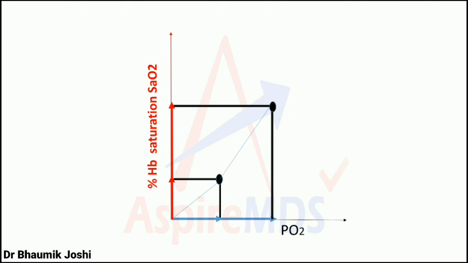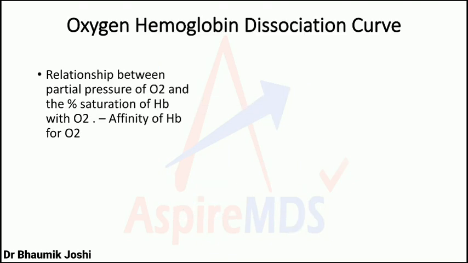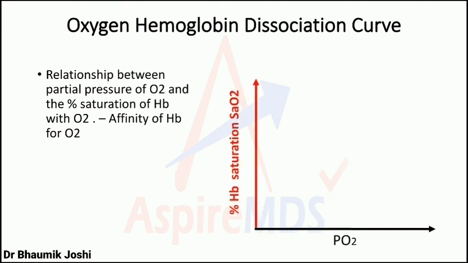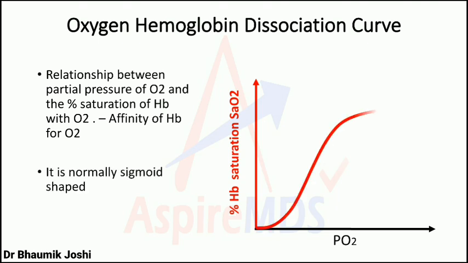As the partial pressure of oxygen keeps on increasing, the saturation of the hemoglobin can increase up to a point where the saturation is reached. Okay, so this is how a curve will appear if we plot it in this manner. This curve is known as the oxygen hemoglobin dissociation curve, which shows the relationship between, as we saw, the partial pressure of oxygen and the saturation percentage of the hemoglobin. And as I told you, the shape of this curve is sigmoid.